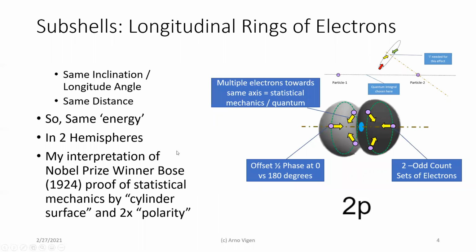What I'm going to try and do is explain this geometrically. All subshells are longitudinal rings of electrons. At the same inclination angle and the same distance, they thereby have the same energy. And they come in 2 hemispheres, with the nucleus, which I show as an oval or a ring, with its axis as the basis. Now, this comes from my interpretation of the Nobel Prize winner Bose in his 1924 proof of statistical mechanics, where he talked about a cylinder surface and 2 times for polarity.